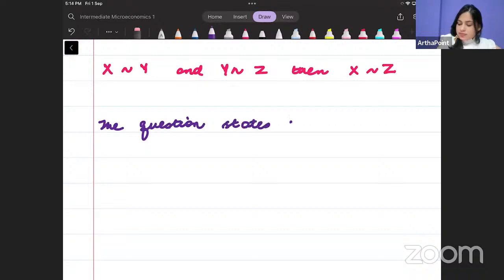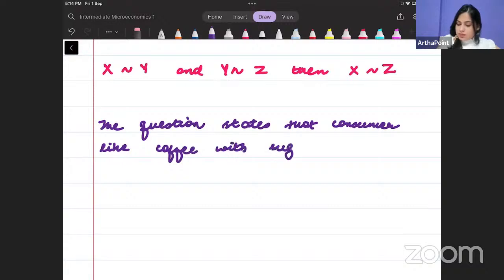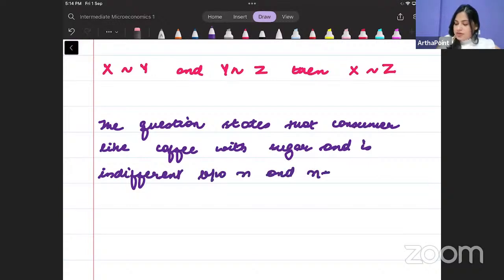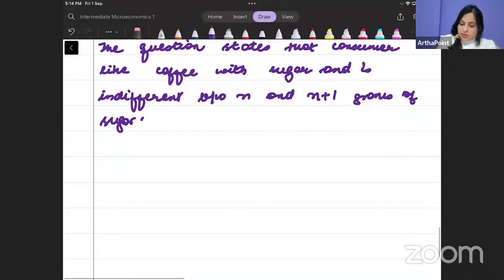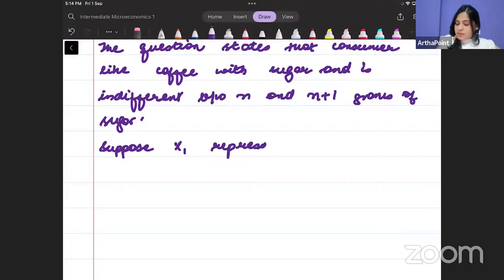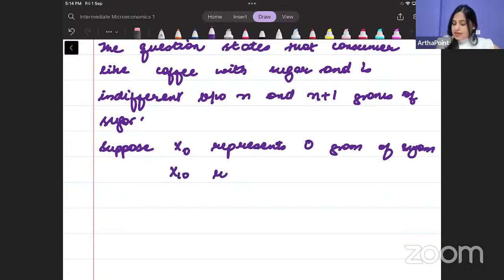States that consumer likes coffee with sugar and is indifferent between n and n+1 grams of sugar. Okay beta, write ahead. Suppose x0 represents 0 grams of sugar, x10 represents 10 grams of sugar.